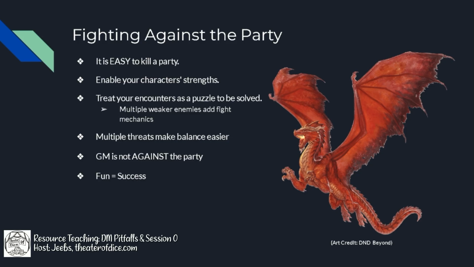You want to treat your encounters like a puzzle to be solved. One good way to do this is to add multiple weaker enemies that act like the puzzle's mechanics to support the main threat. For example, you might have a wizard ally cast a wall of force around the boss. If you shut down the wizard ally, you disable that wall so you can finally target the boss. Multiple threats make it easier to balance encounters. Bosses won't be overpowered, and combat won't be shut down by a single banishment spell.